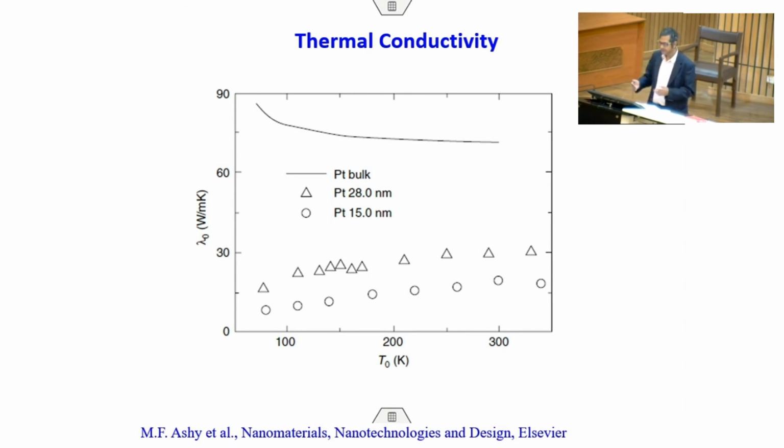Right? So this is what is shown here. The platinum bulk and platinum thin films of dimensions 15 nanometers and 28 nanometers. This is data which has been published by a group of authors, okay, like Zhang et al., in 2005, in Applied Physics, Chinese Physics Letters.